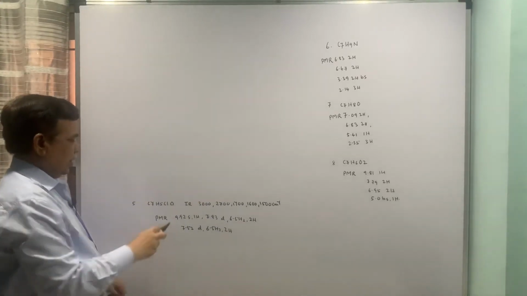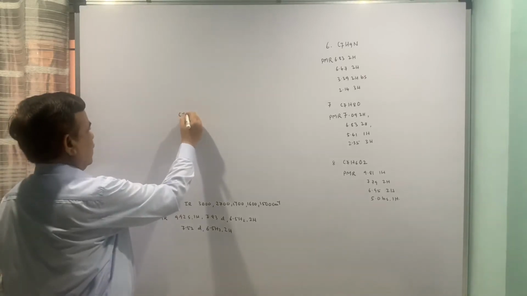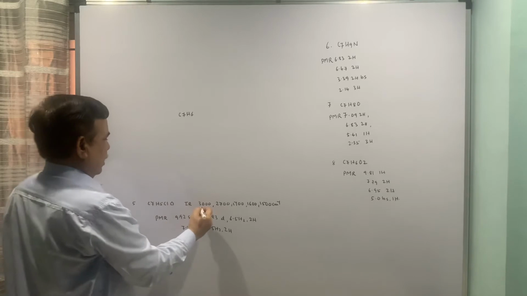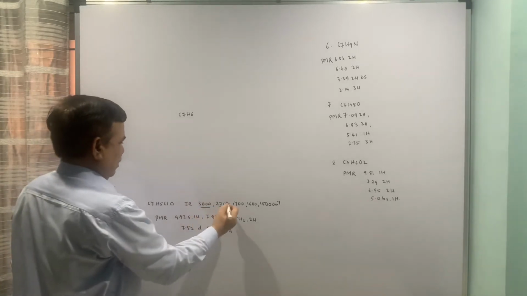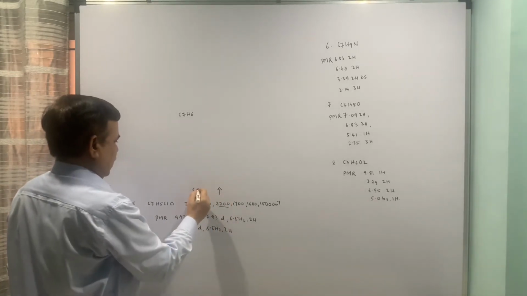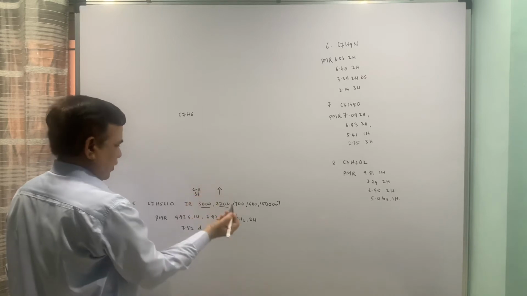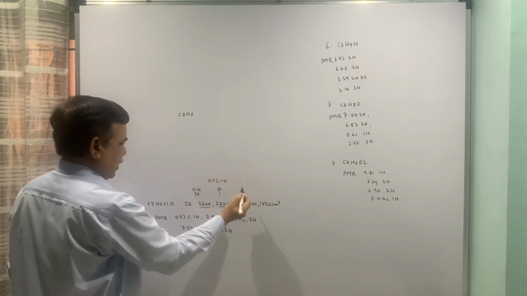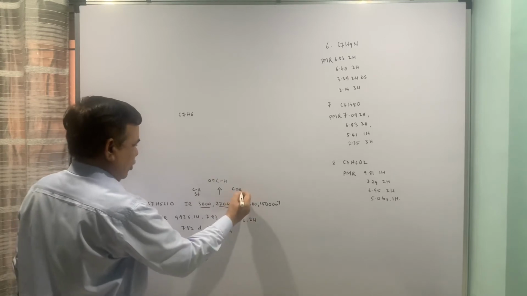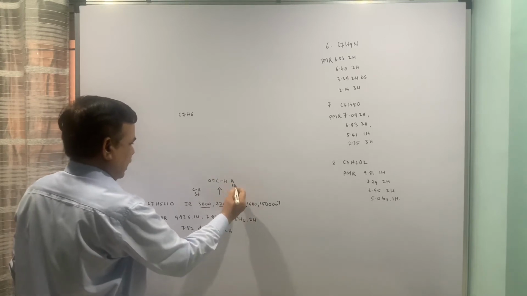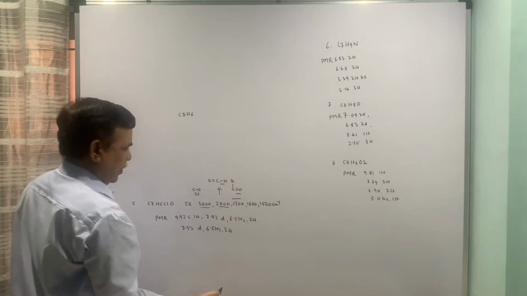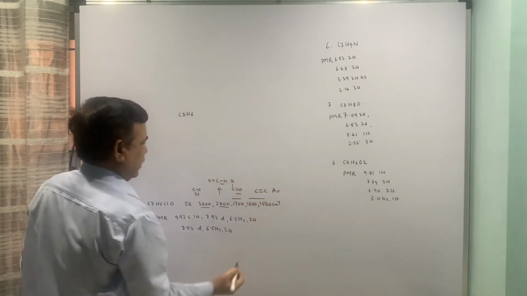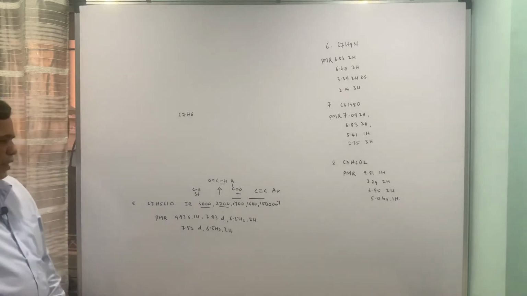C7H5ClO, C7H6, well, let me put H for Cl. The important peaks I will tell. CH stretching, this is CH of an aldehyde, this is carbonyl of an aldehyde. I am just underlining the peaks. This is CC of aromatic. Okay, so it is aromatic aldehyde.